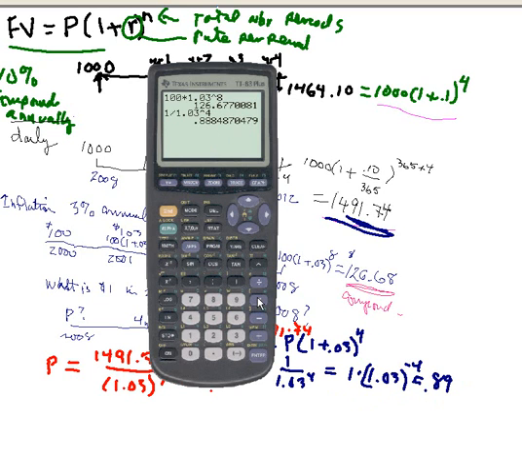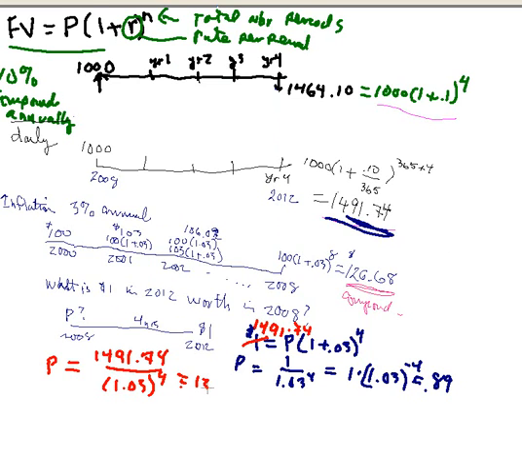Well, I've already got it in here, so I can just simplify things by multiplying this by 1491.74, and it gives me 1325.39. So the value of this is going to be 1325.39. So one doesn't really have 1491 in 4 years. The purchasing power of that is somewhat less.